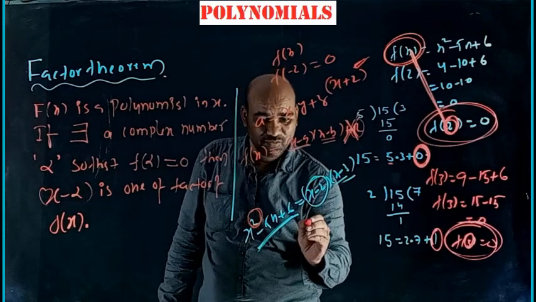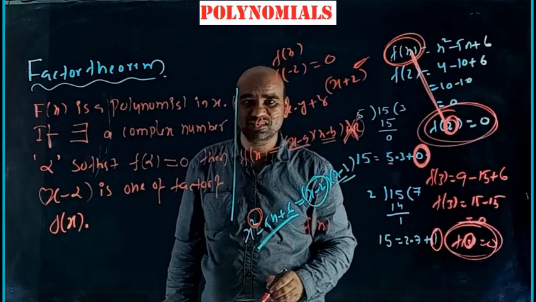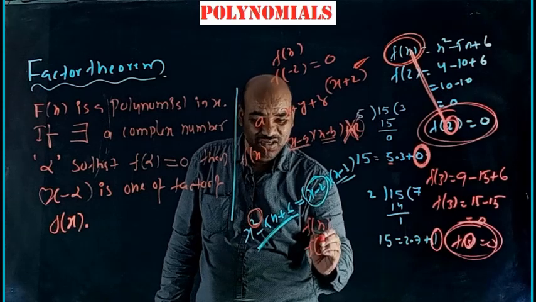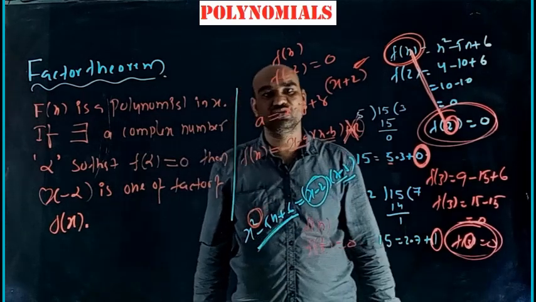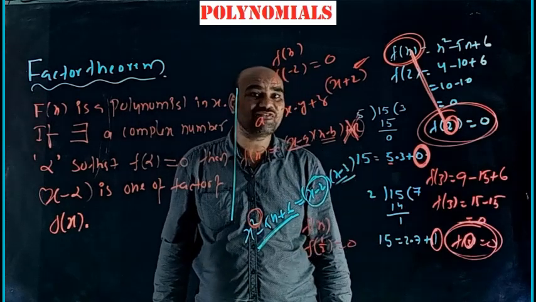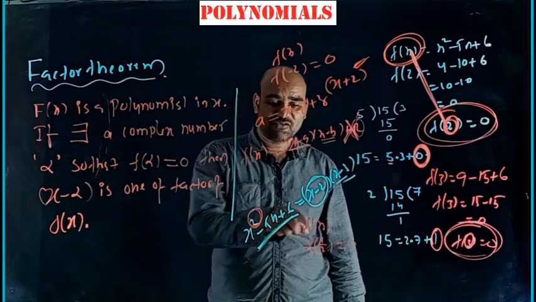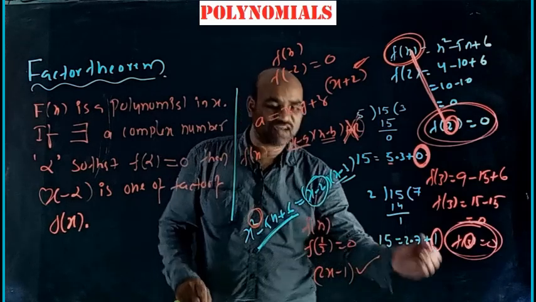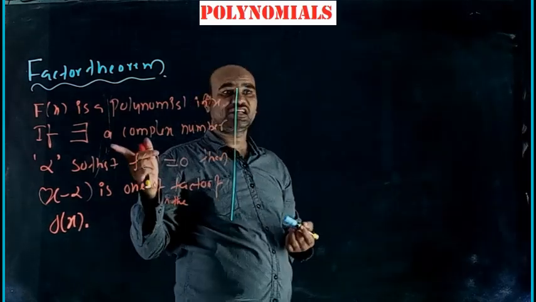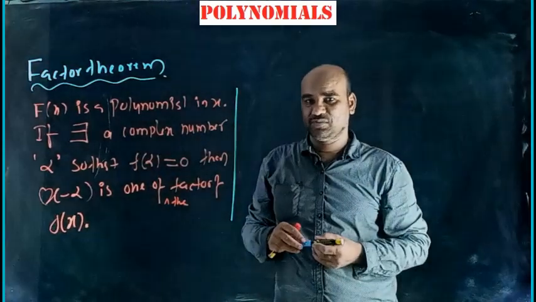Okay. For example, f of x is a polynomial that is given. If there exists a complex number 1 by 2 so that f of 1 by 2 equals 0, then you can say that x minus half is one of the factors of f of x, or more generally you can say that 2x minus 1 is one of the factors of f of x. So here the factor theorem is only an application of the remainder theorem.